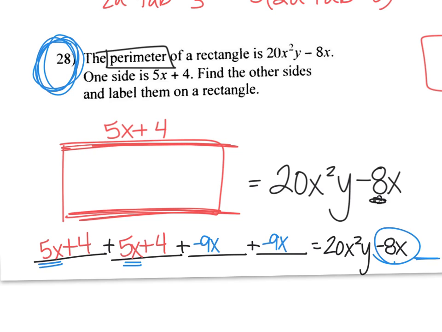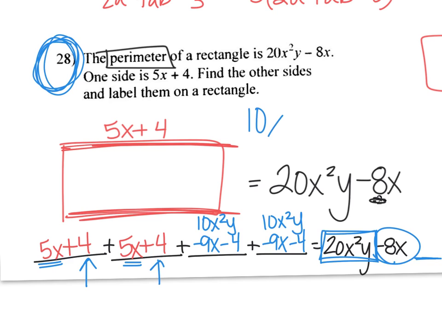I don't have any numbers like this that don't have variables, so I need both of those to cancel. So I'm going to do a minus 4 in each of those spots. And then I need 20x squared y in the end. Well, to split that evenly, that's going to be 10x squared y for each one. So that means the other side of the rectangle is going to be 10x squared y minus 9x minus 4.